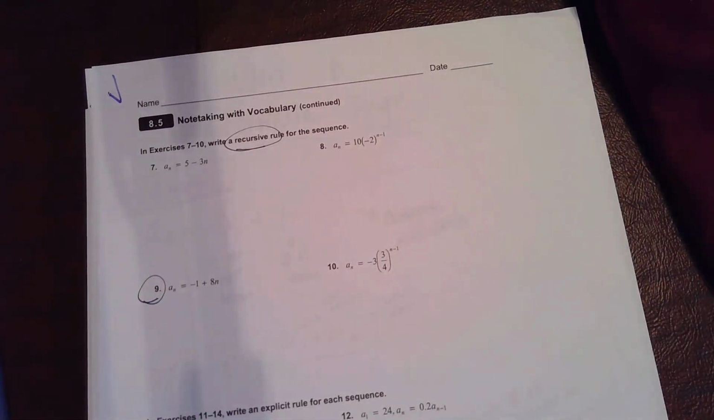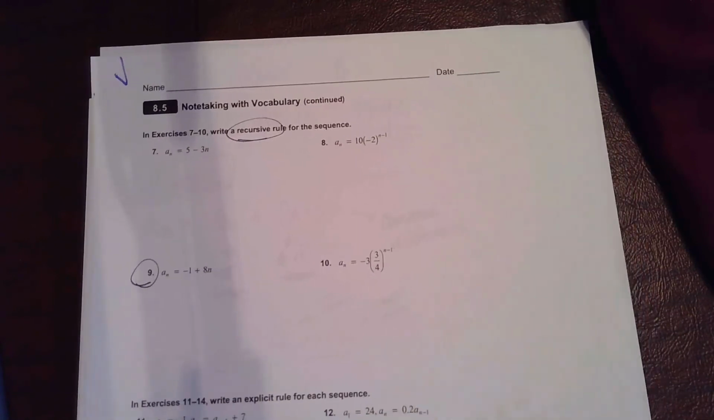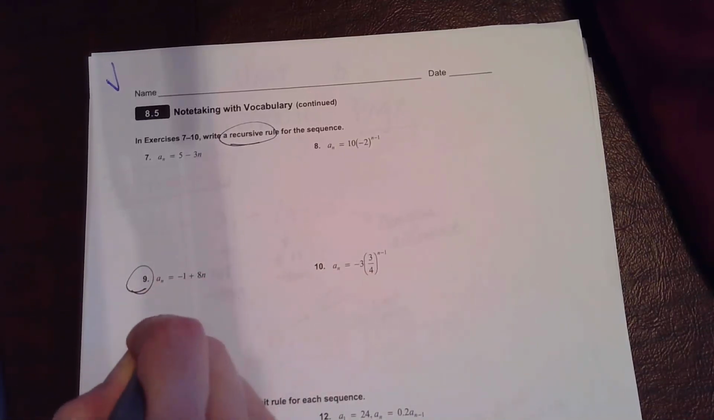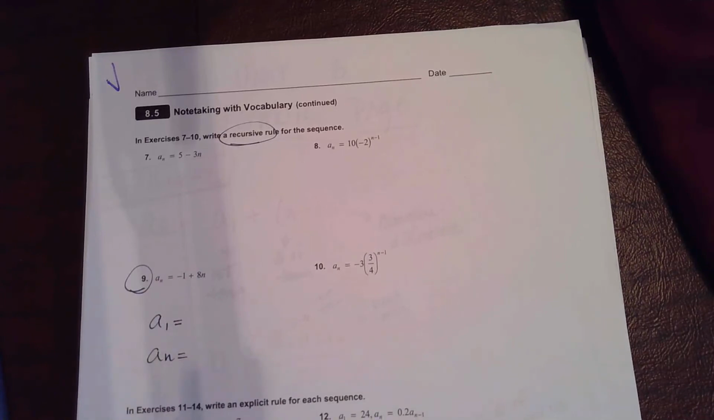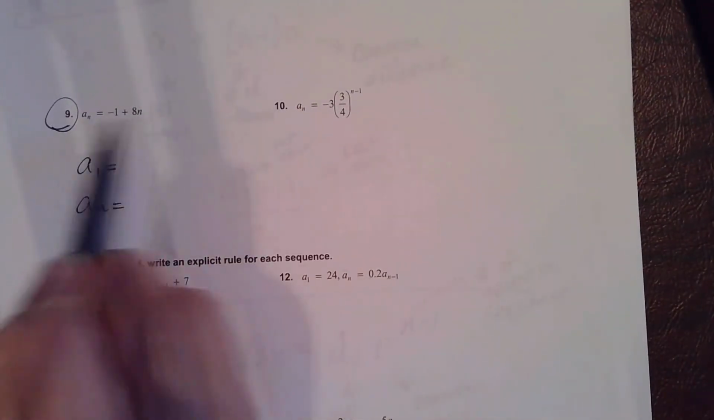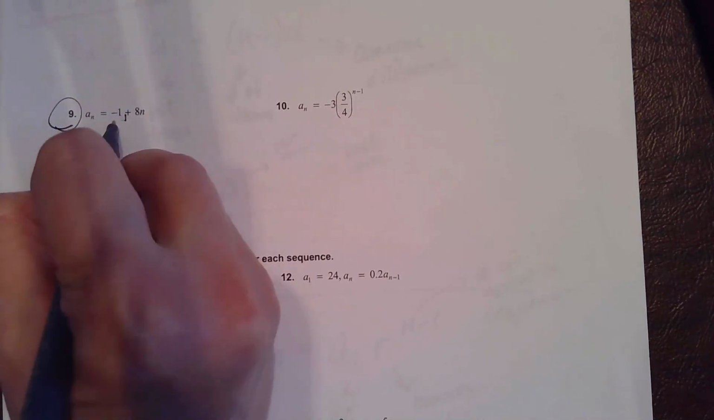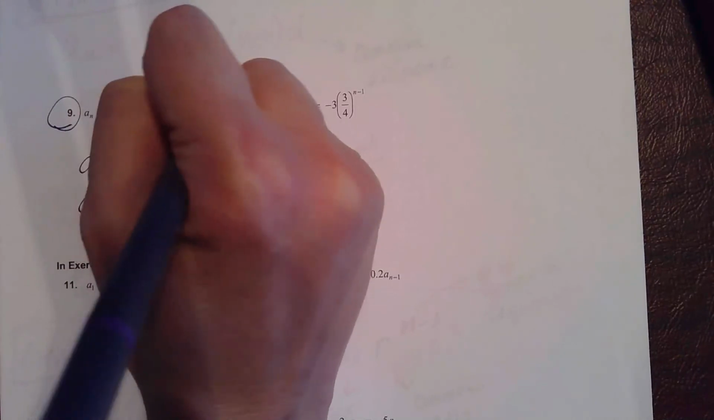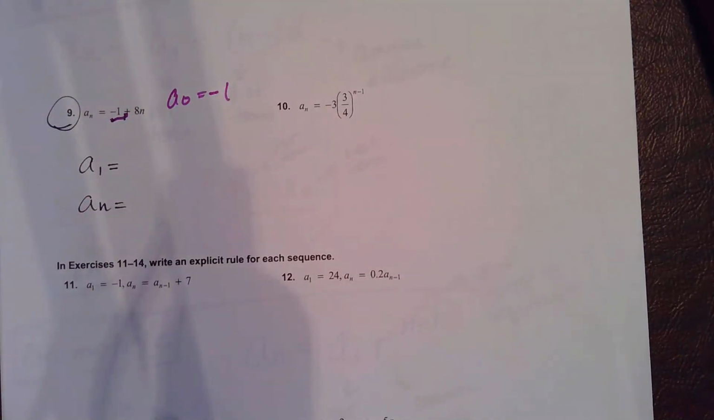So again, the recursive rule is where you tell me where the starting value is, and then you tell me your first term, and then you tell me my a sub n pattern, like what am I doing to get to the next term. So if this is my equation, remember, this is not your first term. This -1 is actually your 0 term, right? Because it's kind of like your y-intercept.